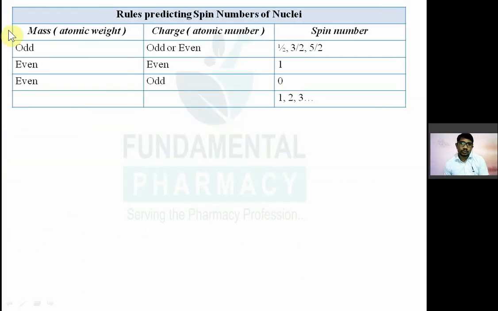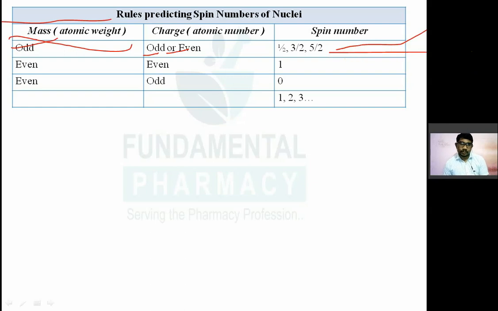Now, rules for predicting spin numbers of nuclei. For example, you have a nucleus, an atom, and its atomic mass is odd, odd meaning 1, 3, 5, 7 like that, and its atomic number is either odd or even. Those nuclei which have an odd mass number, and odd or even atomic number, will have a half integral spin quantum number, like 1 by 2, 3 by 2, 5 by 2. These will show you spectra in the NMR.